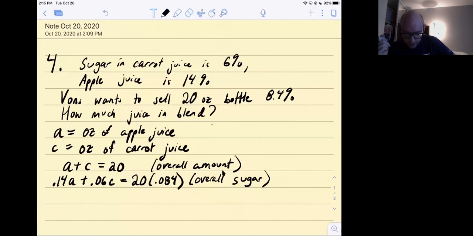And so I just wrote everything in percent, but really if you wanted to, you could move the decimal over. So maybe you just multiply everything by 100, so you get a nicer, easier looking equation: 14a plus 6c equals 20 times 8.4.